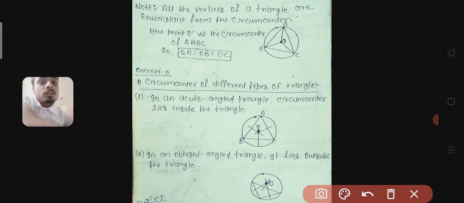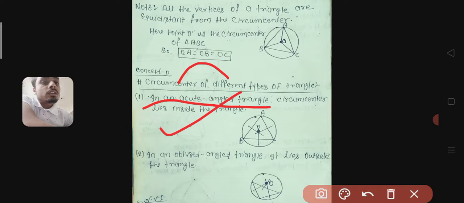Now you know that different types of triangles are available. Now our concept is the circumcenter of different types of triangles. First of all, the first triangle is the acute angle triangle. What about the circumcenter of an acute angle triangle? In an acute angle triangle, the circumcenter lies inside the triangle.